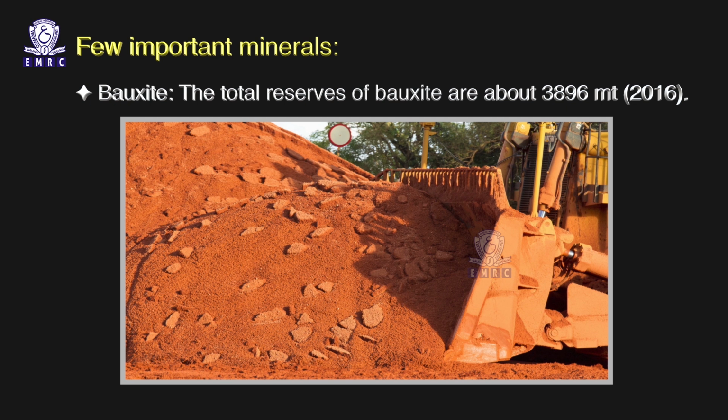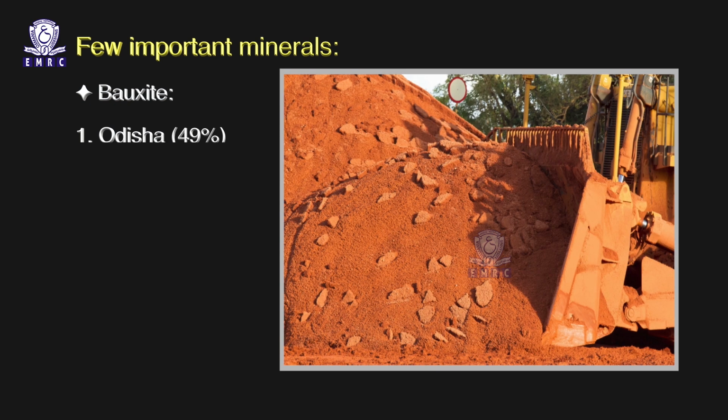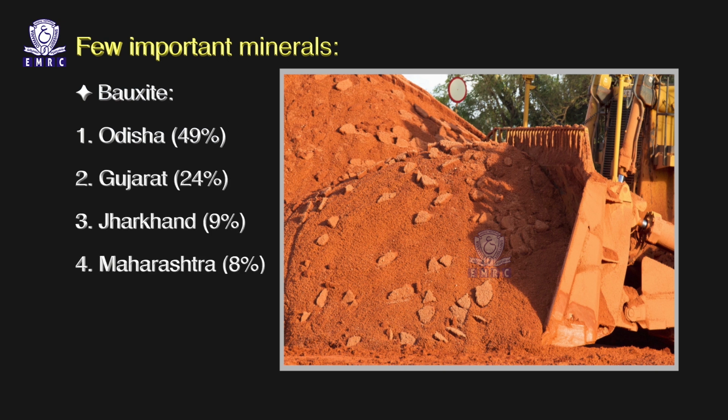The total reserves of bauxite are about 3,896 million tons. Odisha accounts for 49% of the bauxite resources, followed by Gujarat, Jharkhand, Maharashtra and Chhattisgarh. Major bauxite resources are found in the eastern coast of Odisha and Andhra Pradesh.